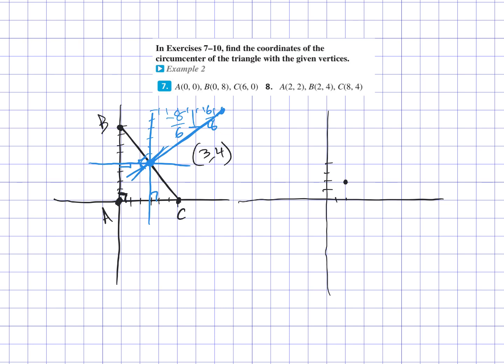All right, now number 8, 2, 2, 1, 2, 1, 2. 2, 4, 3, 4. And 8, 4. So this is A, B. 2, 3, 4, 5, 6, 7, 8. 1, 2, 3, 4. Again, this is a right triangle. So I know it's going to be right here somewhere. All right, so let's split AB into 2 equal pieces. Okay, so that's a perpendicular bisector. Let's split BC. So 1, 2, 3, 4, 5, 6. So it's at 3. 1, 2, 3. Right here is a perpendicular bisector.